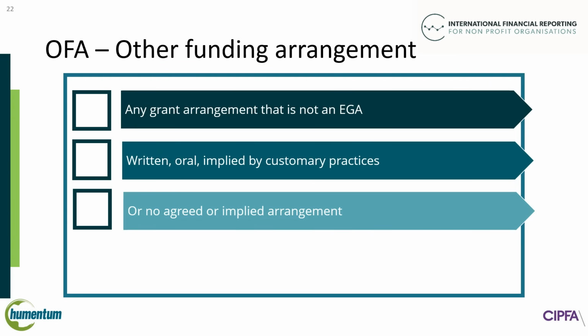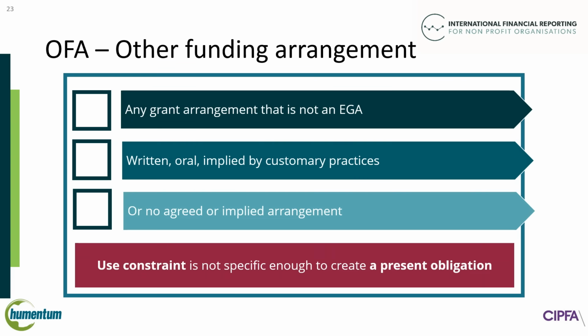Having explored EGAs in some detail, we will now turn to other funding arrangements, or OFAs. An OFA can be any arrangement that results in a grant or donation being made by a grant-providing NPO, or received by an NPO, that is not an enforceable grant arrangement. An OFA may be a written grant agreement, an oral agreement, or implied by customary practices. It is also an OFA if resources are transferred to a grant recipient, without there being any agreed or implied arrangement in place. This could include resources received through an online campaign or a voluntary donation.